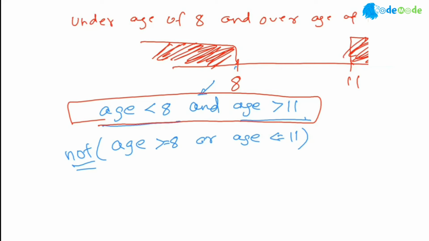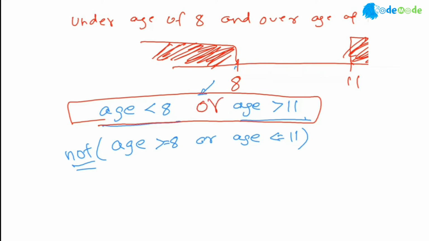Substitute a value. Take an age value. Let's say 7. I'm saying age should be less than 8. 7 is less than 8, and 7 is greater than 11. You can't find an age which is less than 8 and also greater than 11. Correct? Yeah. So this should be or. This should be or.